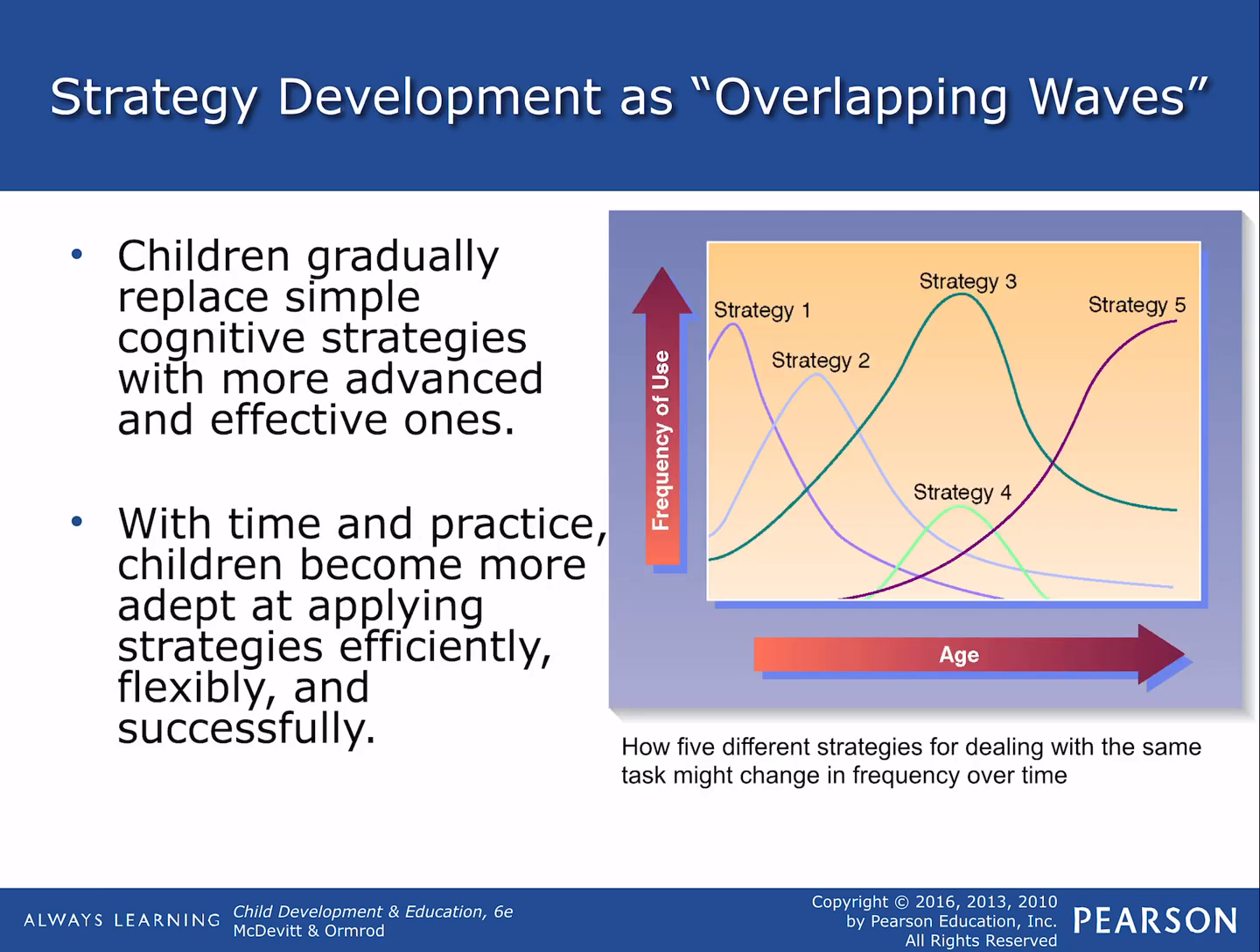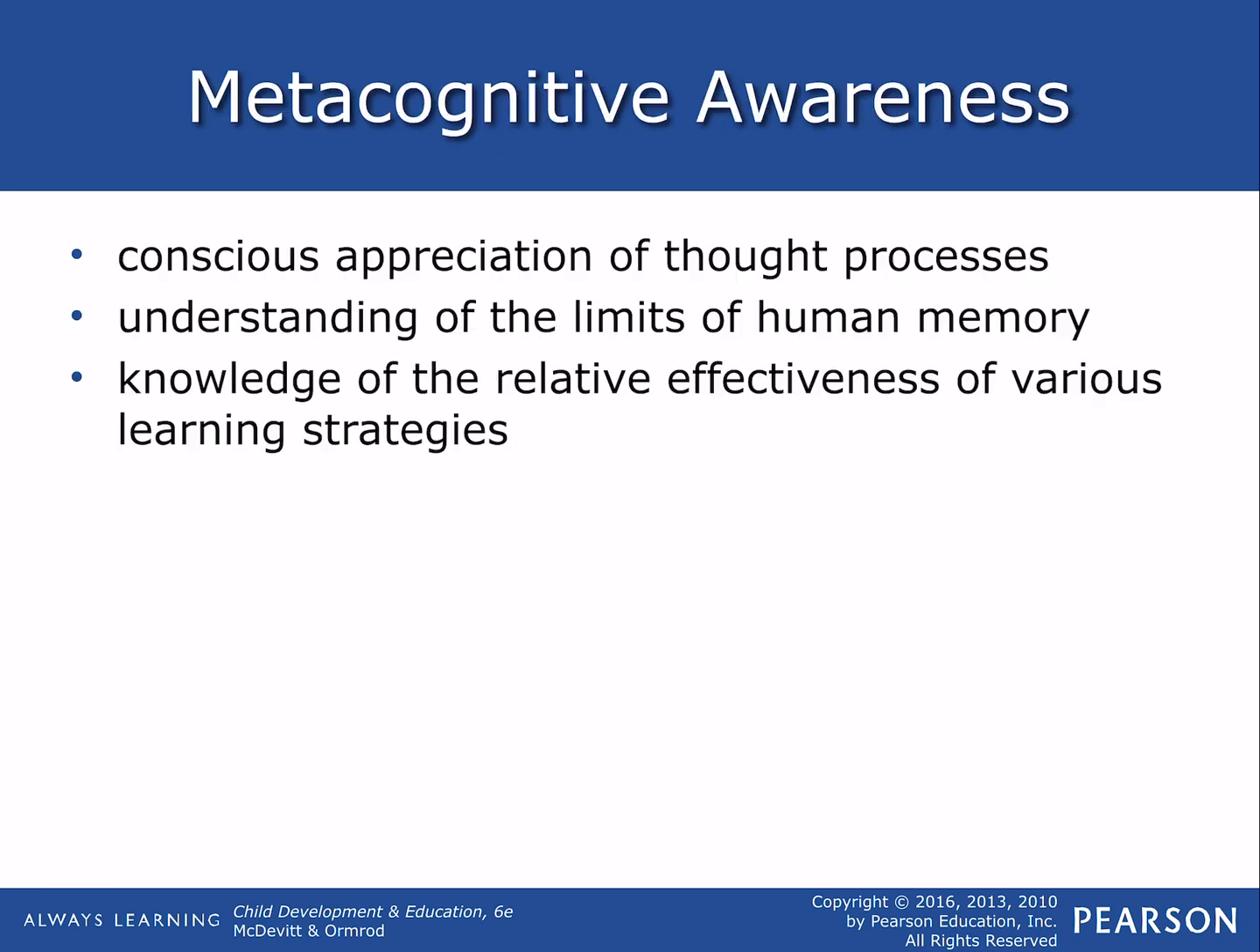All right, so what this is saying is that strategies start very simple, and then as you get older, your strategies can become more complex, and you can try different strategies, but each one will become more efficient, more flexible, and more successful, and you can integrate more complex things. So you get better at strategies over time.